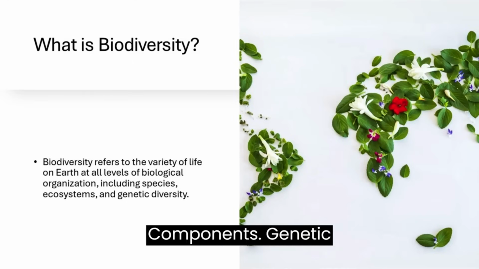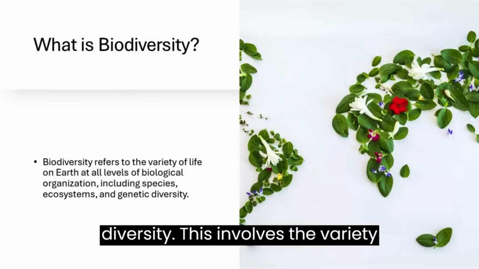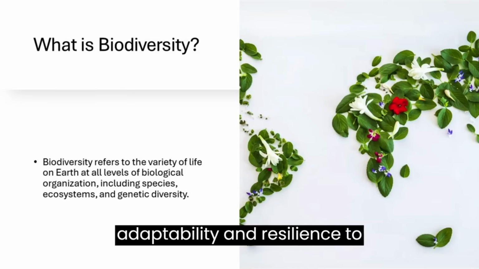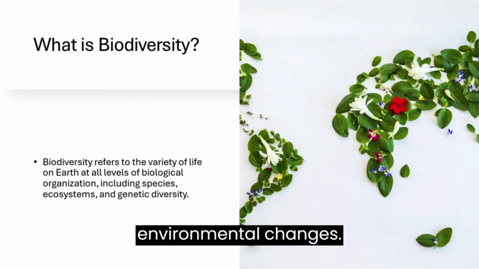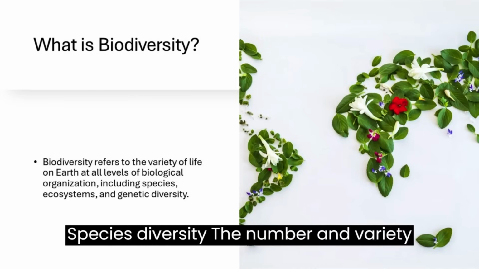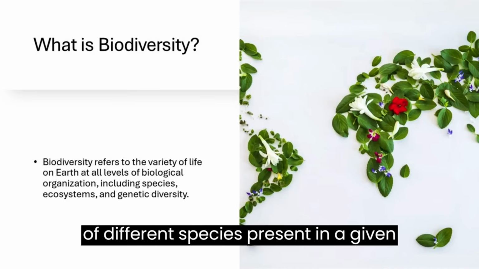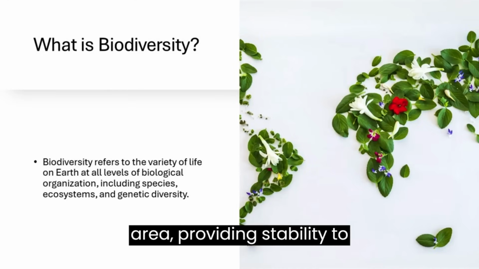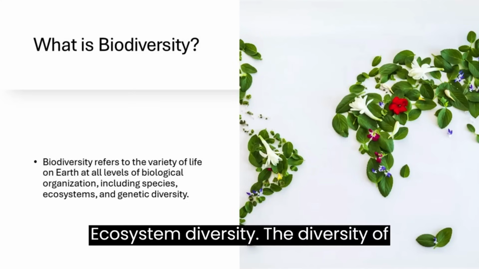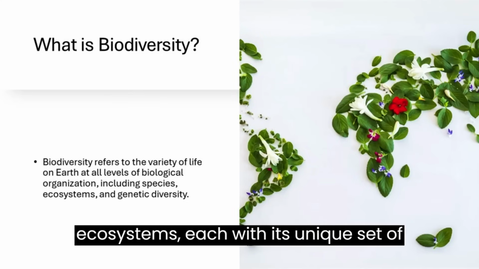Components. Genetic diversity. This involves the variety of genes within a species, ensuring adaptability and resilience to environmental changes. Species diversity. The number and variety of different species present in a given area, providing stability to ecosystems. Ecosystem diversity. The diversity of ecosystems, each with its unique set of species and environmental conditions.